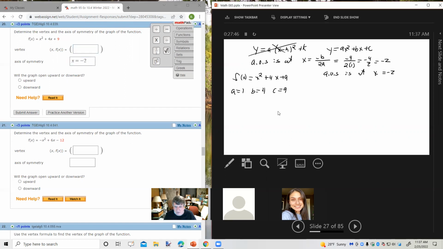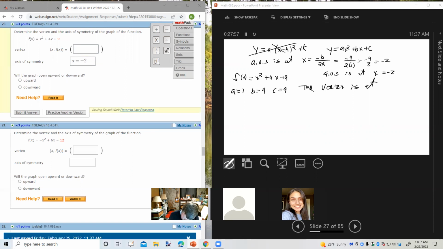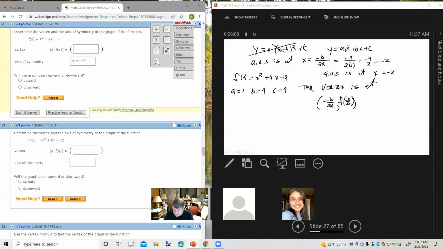All right. Now, the vertex is at negative b over 2a. In other words, that same x value, and then f of negative b over 2a. In other words, we find the axis of symmetry x value. Then we take that, which in this case was negative 2, and we plug it into the function. So we find f of that. Okay, so it's going to be (-2, f of -2).